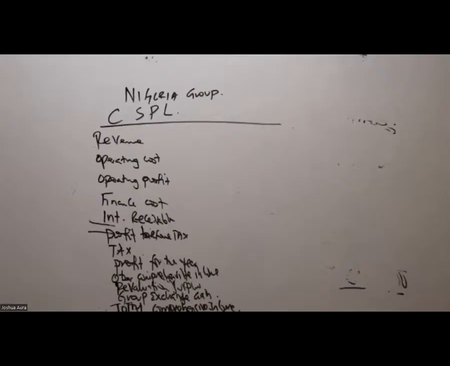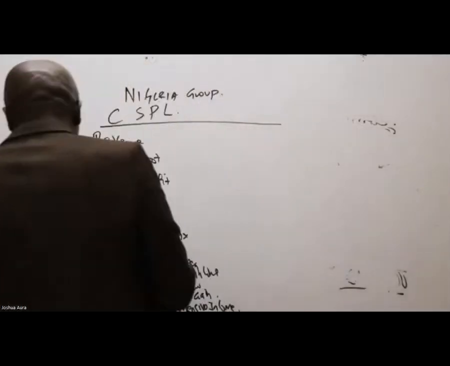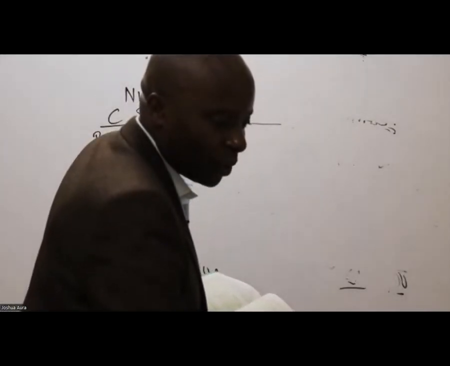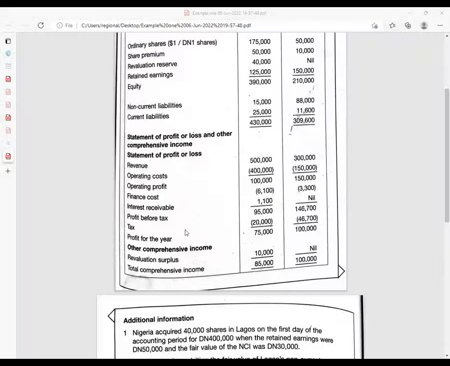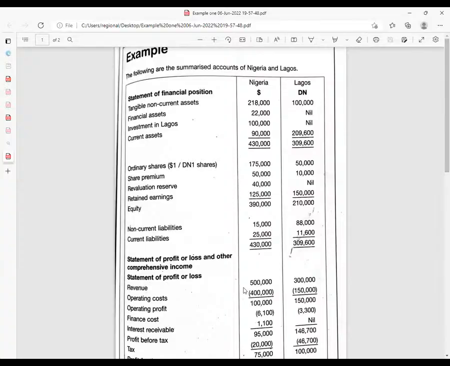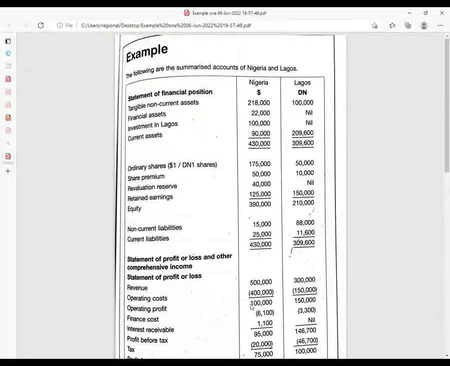Thank you very much. So we start with revenue. Revenue, I'll pick the one of 500,000 plus 300,000. Remember, this 300,000 is in DN. So I need to change this.